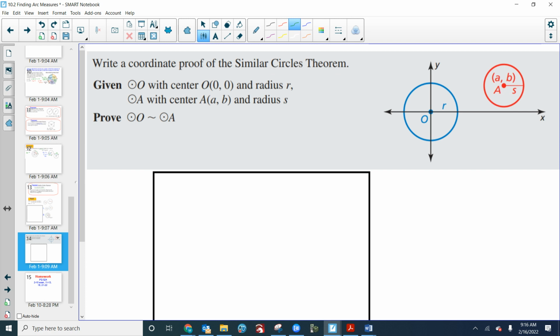If it's on a graph, it's a little bit easier. You would translate circle O to the right A units and up B units, and then do an S over R dilation.